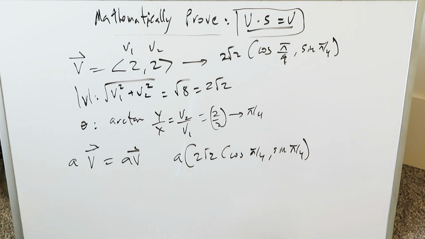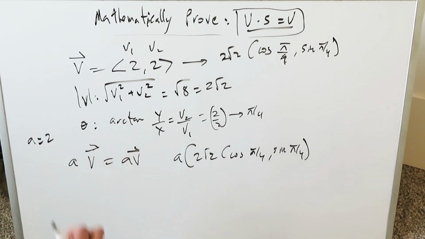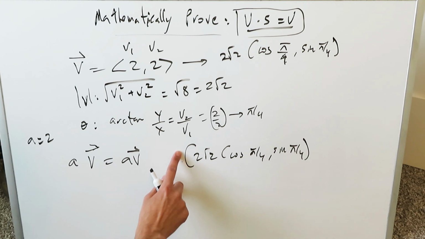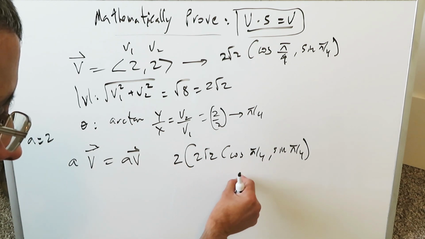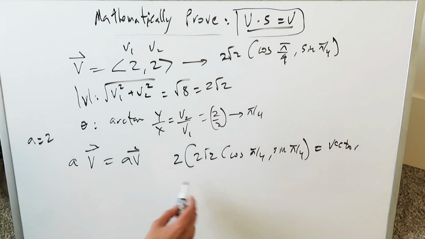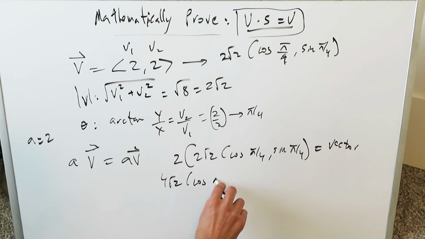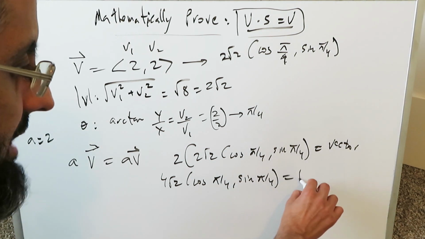For additional meaning, why don't I make a equal to a value? Let a value be 2. There's nothing wrong with me bringing in a substitution here just to make it a little more relevant. So when I'm doing 2, which is your a value, which is your scalar, multiplied by a vector, it should equal a vector, and that's what we're going to show you over here. Well, we'll multiply it across. We'll have a 4 root 2, and then we're looking at cosine pi over 4, and then sine pi over 4. That's what we have, and this represents now your end result, your vector.